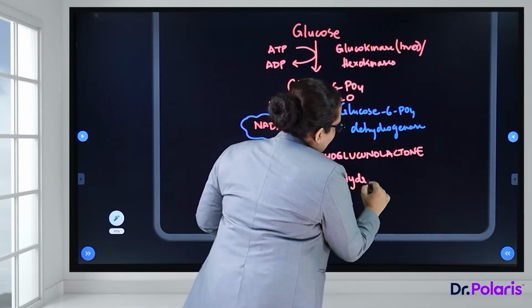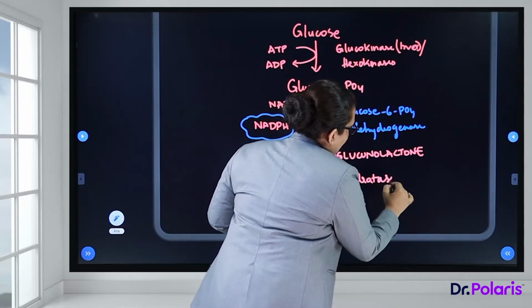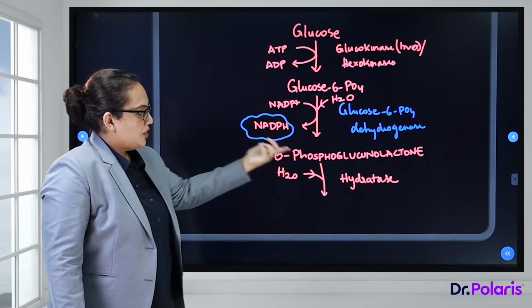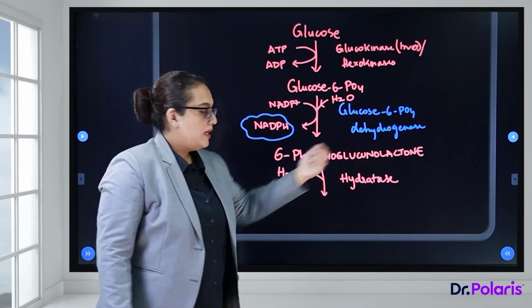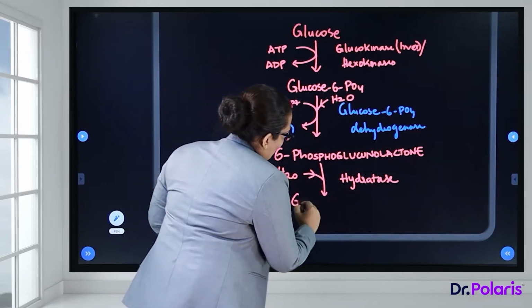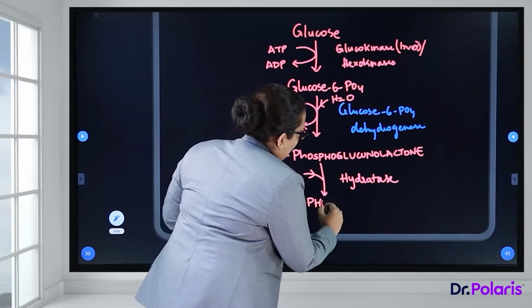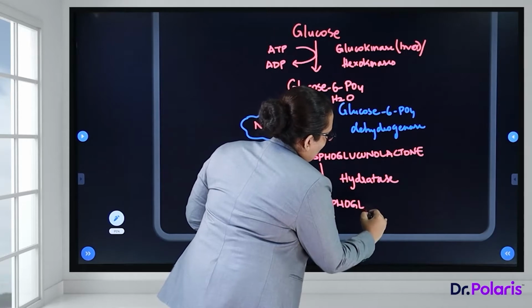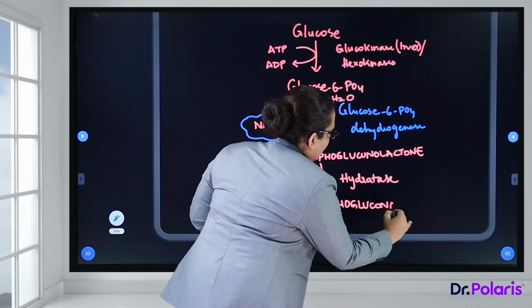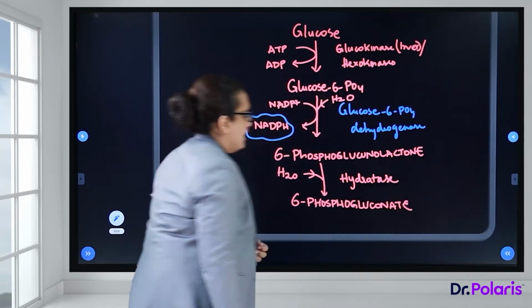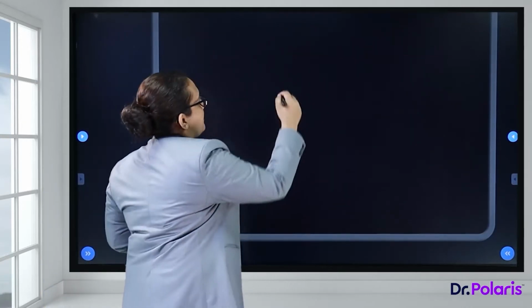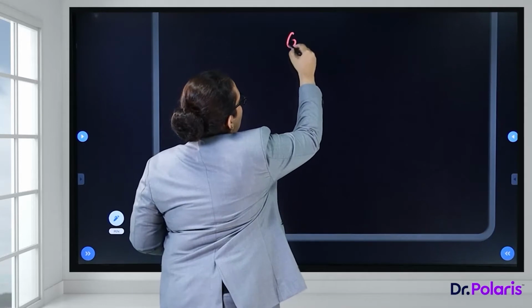So I'll just write hydratase over here. Yes, so this is the enzyme which catalyzes the conversion of 6-phosphogluconolactone to 6-phosphogluconate. So this is the next intermediate which is formed. In the next step, we have 6-phosphogluconate.